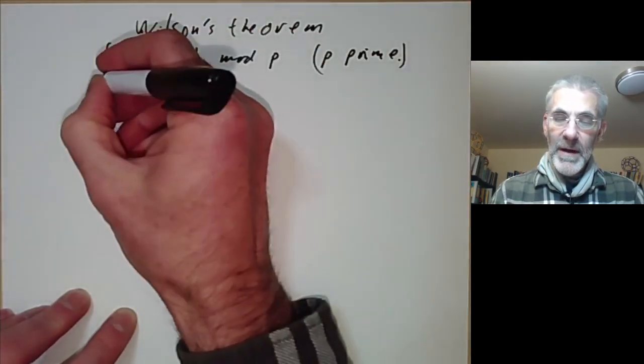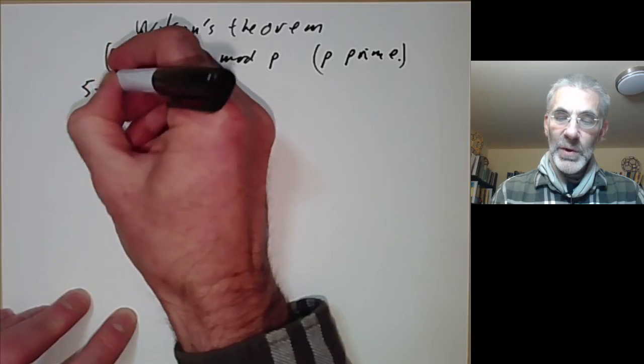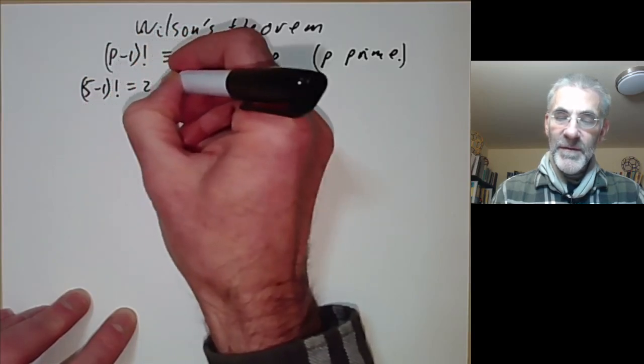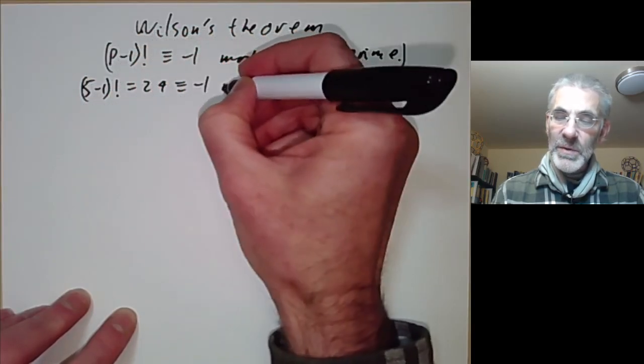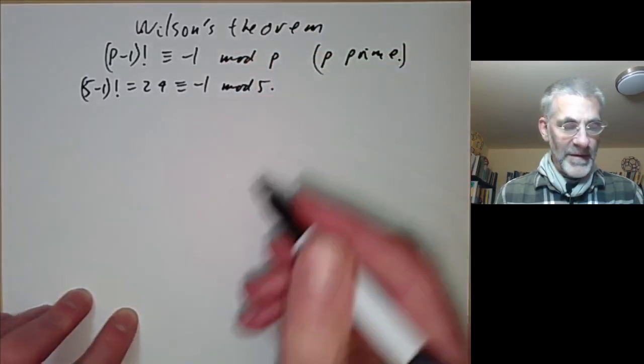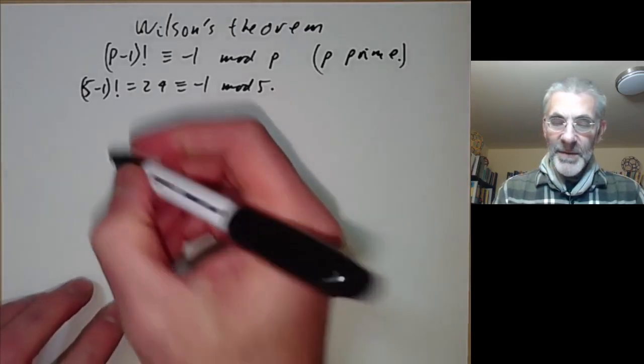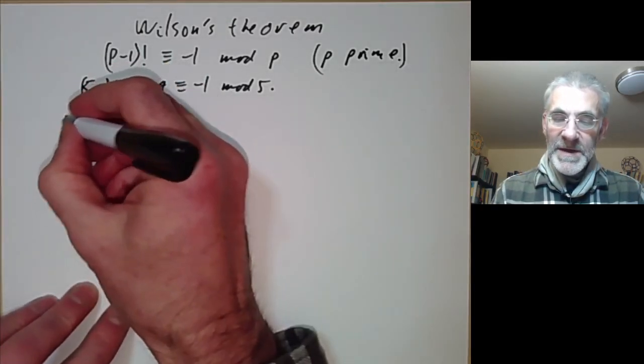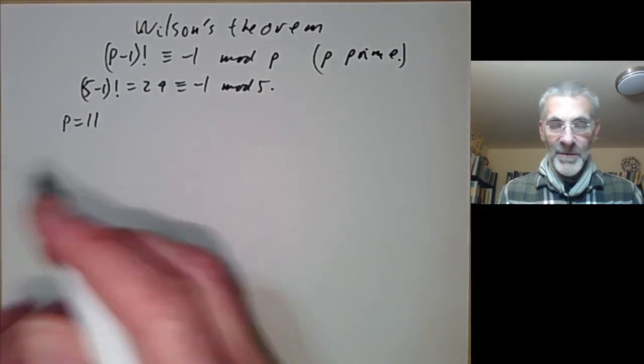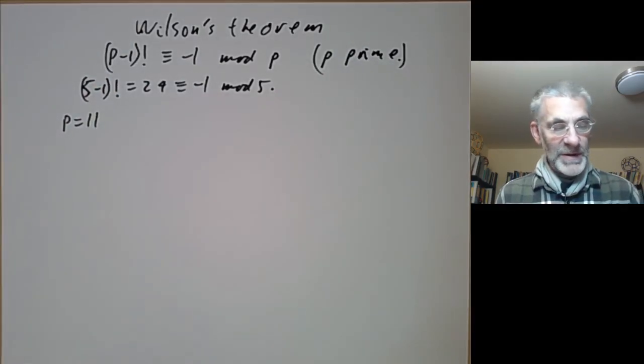For example, we have (5 minus 1) factorial is 24, which is congruent to minus 1 modulo 5. It's a simple example, and its proof is quite easy. What I'm going to do is just prove it for the case p equals 11 in a way that will hopefully make it obvious that this works for all primes.